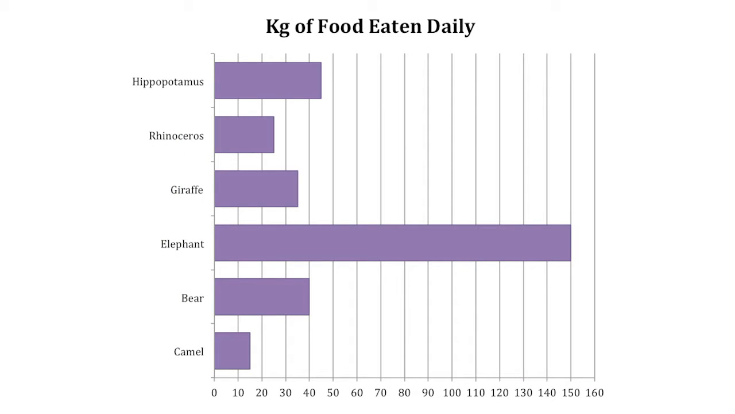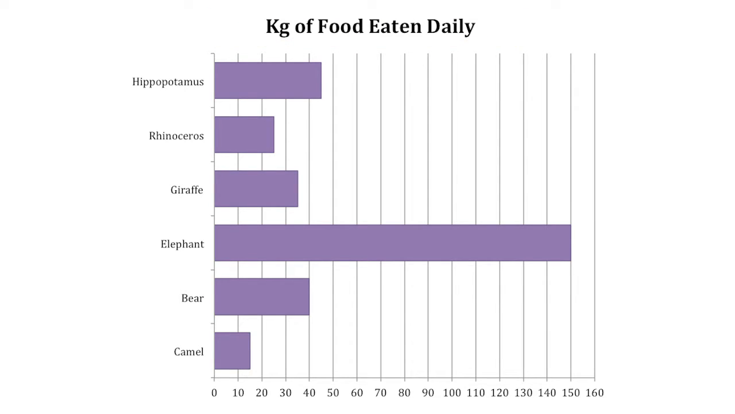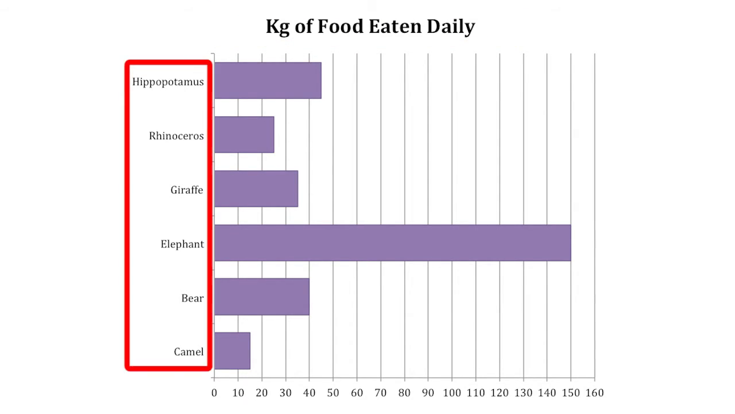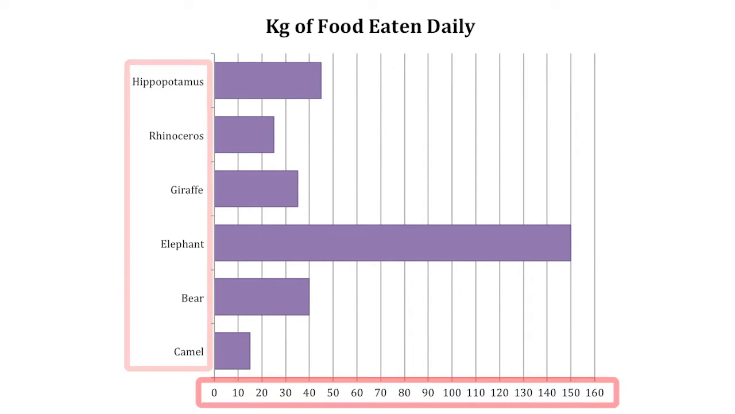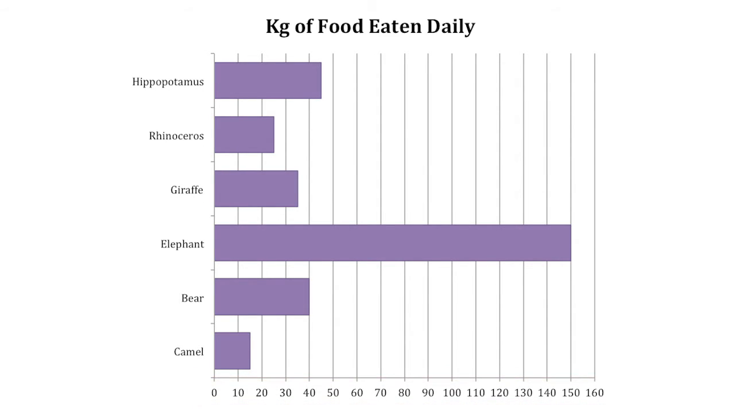Bar graphs can be scaled differently as well as positioned differently. Some are vertical and some may be horizontal. Let's look at this graph. What is this graph about? It looks like the number of kilograms of food eaten daily by zoo animals. What is our vertical axis? The categories or different animals. What is our horizontal axis? The number or quantities. What scale is used on this graph?